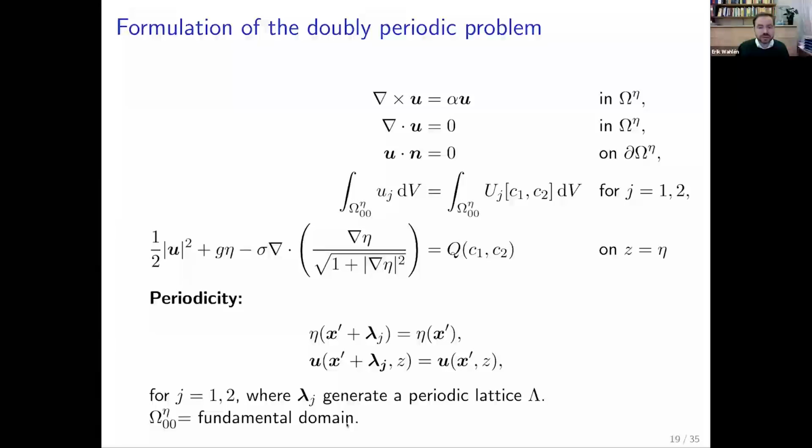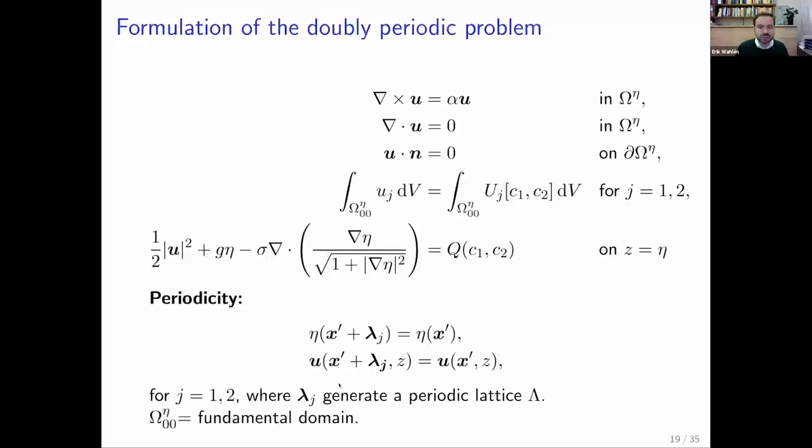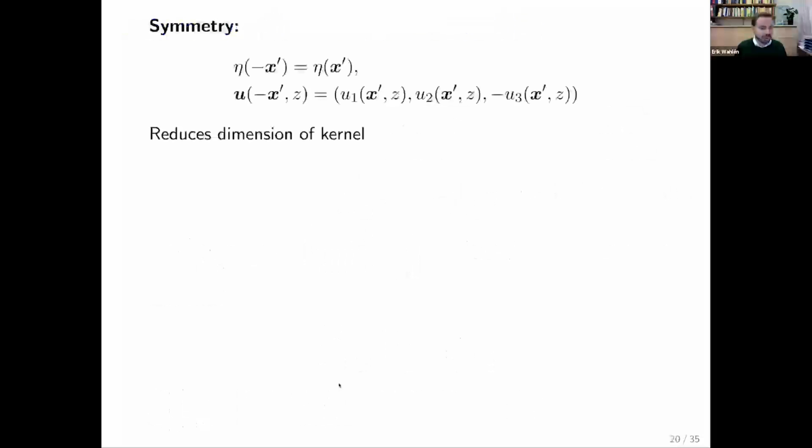Okay, so this feature is already up here. I mean, the integral should be over one cell in the lattice. Okay, so in addition to this, we also assume some symmetry conditions. And this is slightly different compared to the irrotational problem.